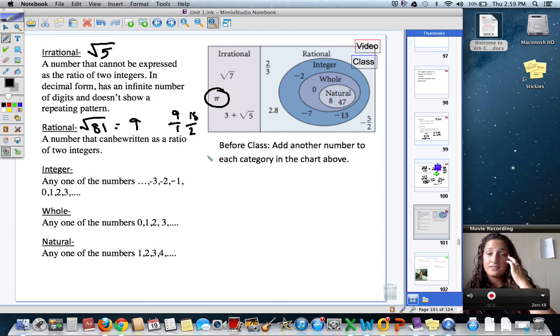So before class, I want you to add another number to each category. So you have to add an irrational number, a rational, an integer, a whole, and a natural number in here. You're adding one for all of them, and then we're going to go over that tomorrow.